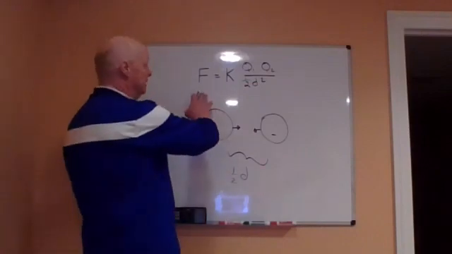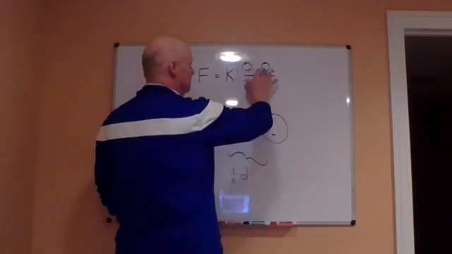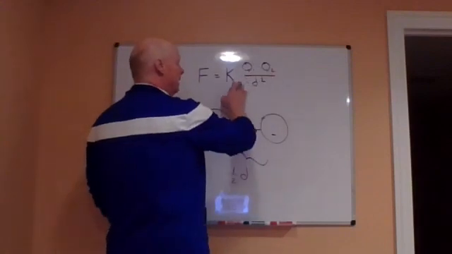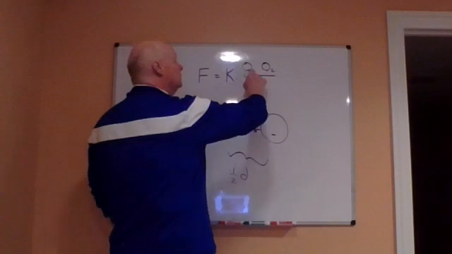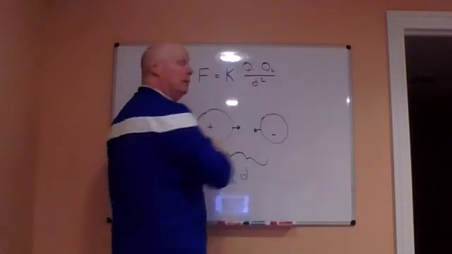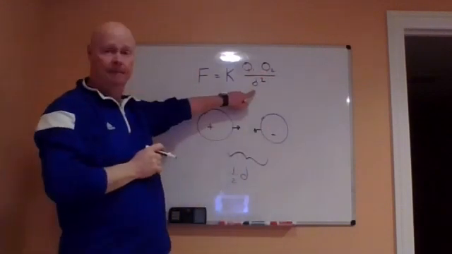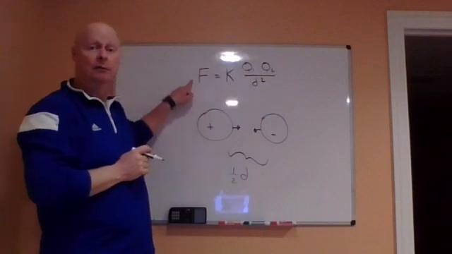So Coulomb's law is pretty simple. Coulomb's law just says if you have 2 charges, they're going to be either attracted or repelled by each other. And if I know the charges on each one of them, and I know the distance between them, okay, I can now calculate that force.